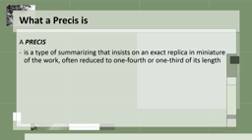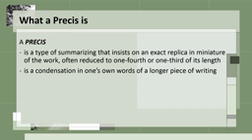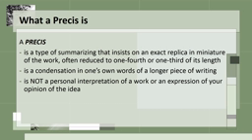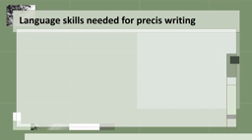Often, you reduce it to 1/4 or 1/3 of the original text's length. It's a condensation in one's own words of a longer piece of writing, and it's not, okay, focus on not. It's not a personal interpretation of a work or an expression of your opinion of the idea. So that means you stick to the author's meaning. Your job is to make it more concise.